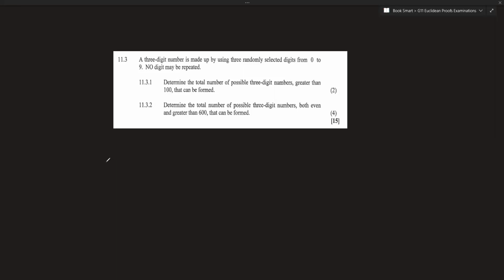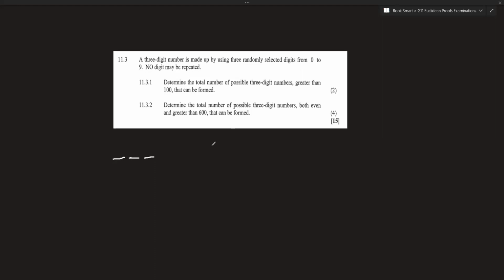On this question, we're going to be looking at probability, the fundamental counting principle. Okay, so they say a 3-digit number is made up of using, so they want to make what? A 3-digit number. So that number must have 3 digits, okay? It is made up by using 3 randomly selected digits from 0 to 9.